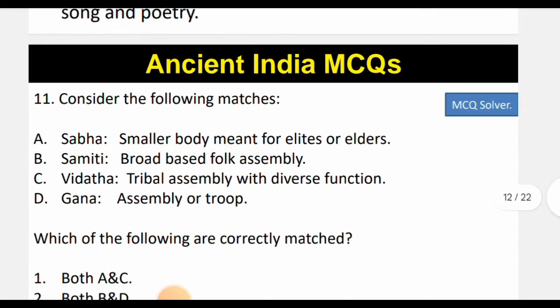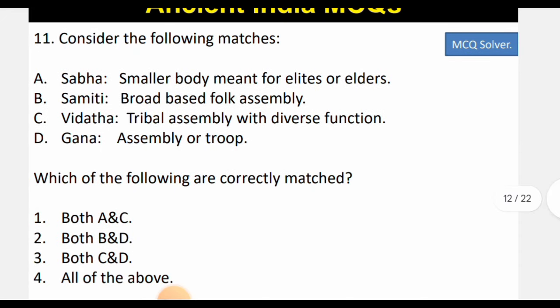Now let's move to question number 11. Consider the following matches. First we will look into the matches. Option A, Sabha, which means a smaller body meant for elites or elders. Option B, Samiti, broad-based folk assembly. Option C, Vidhata, tribal assembly with diverse function. Option D, Gana, assembly or troop. Which of the following are correctly matched?